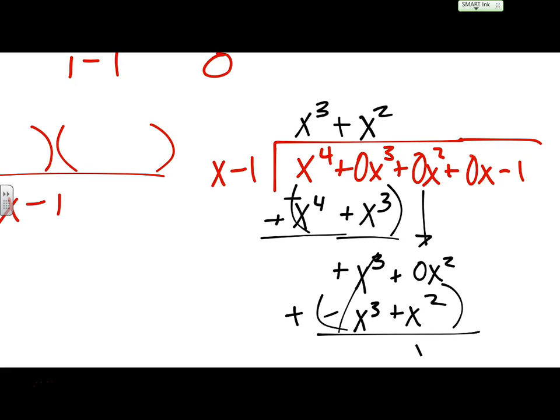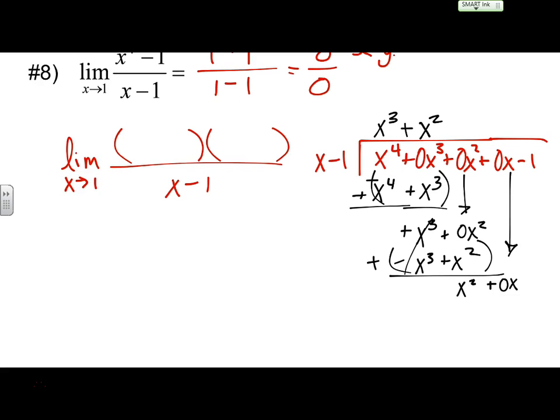That cancels, and I have x squared plus 0x plus x. X squared minus x minus, distribute the negative, x minus 1. Hey, look, they match. That's cool.